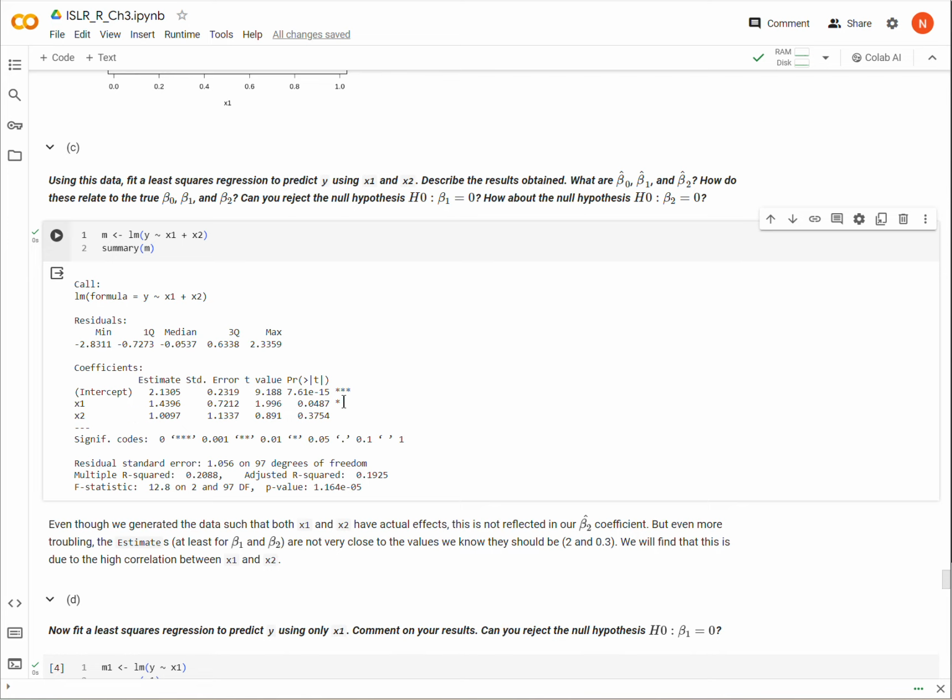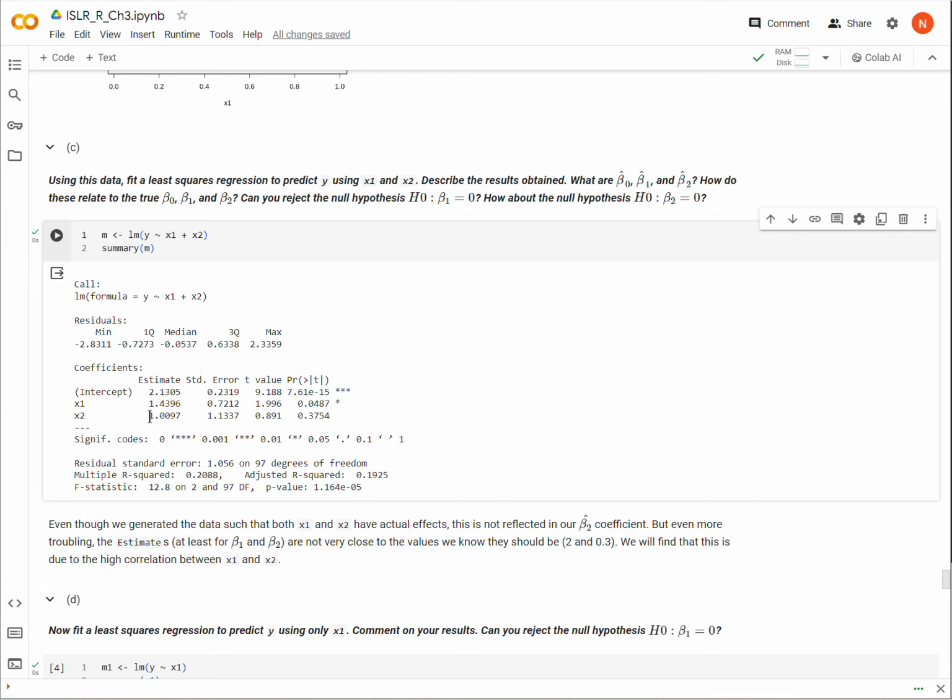But we can only really reject the null hypothesis here with beta 1, not with beta 2, even though beta 2, again, we know that it's not 0. Okay, and then also look at the estimates. Remember that beta 1 should be about 2, and then beta 2 should actually be about 3.